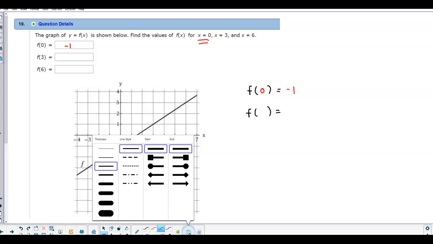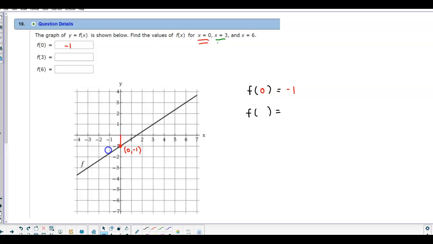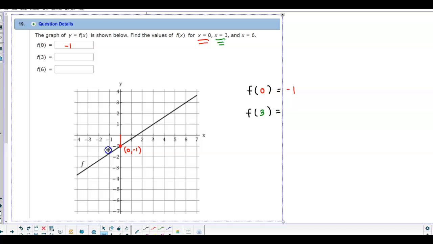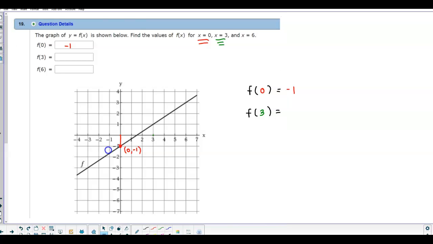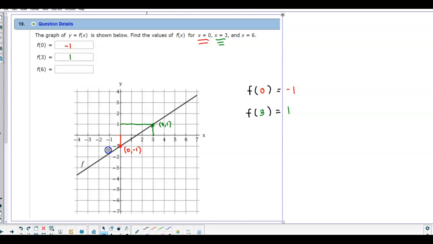Okay, let's try the next one. The next one, our input is going to be 3. So that means we want to go on the x-axis because that's what x is representing, which is 3. And then we want to go to where the graph is located, which is there. So if you notice, the ordered pair is x is 3 and the y value is 1, which is the input and output. So we have an input of 3 and an output of 1. So therefore, the output is going to be 1.